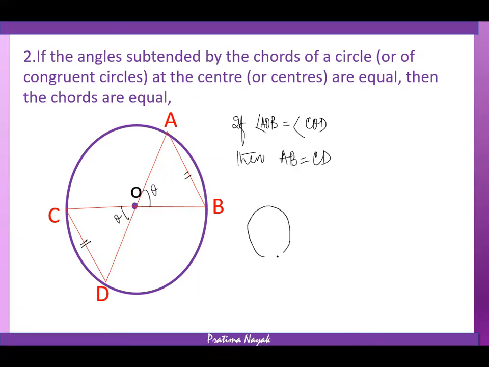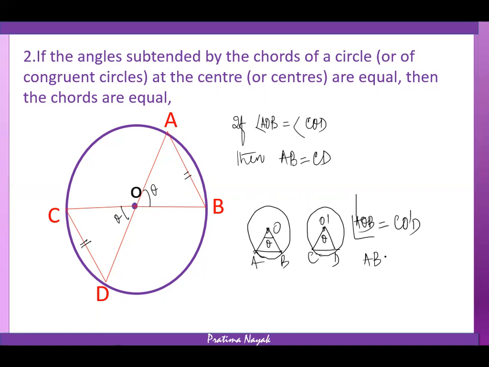This same happens in congruent circles. That means where radii are equal. So here, if this angle is equal, then the respective chord will also be equal. If angle AOB is equal to angle CO'D, then AB is equal to CD.